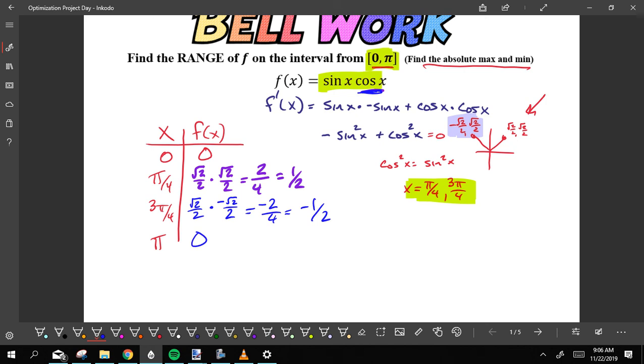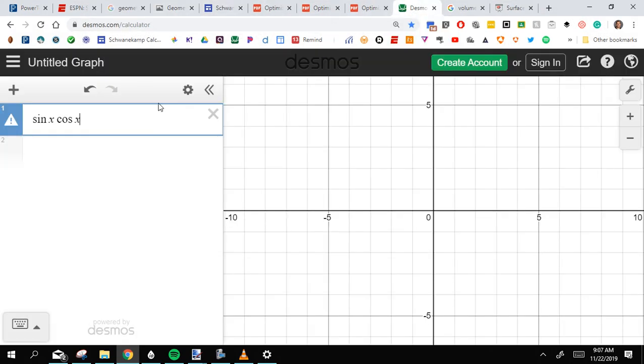So if I'm looking for the range, I've not seen range a ton on the AP exam, but they do it every once in a while. Range just means the minimum and the maximum. What's my range going to be on this problem? Negative 1/2 to positive 1/2. Everything about this problem is going to live in between those two numbers based on the range, based on finding our maximums and minimums. Let's look at that on Desmos real quick just so you can see it.